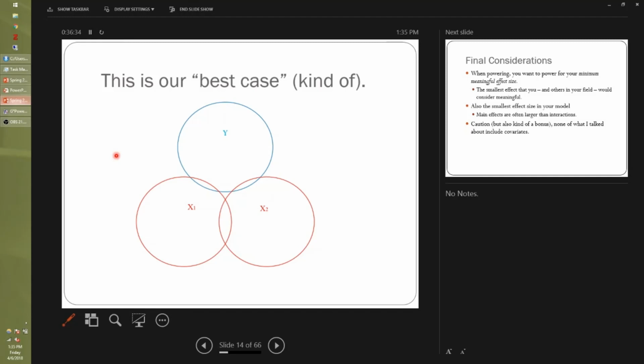But if you're wrong about this, if you imagine this scenario, but really the unique effect sizes are smaller, and this will become more concrete when we talk about power analysis and G*Power. If you say that the effect is going to be big, and it's really small, but still small enough that you care about, and you've powered for that big scenario, yeah.